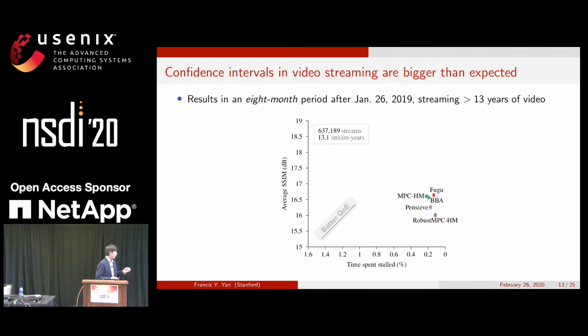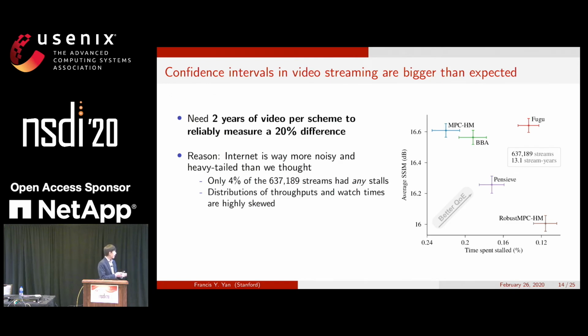After running it for 8 months, we ended up streaming more than 13 years of video to almost 55,000 user IPs. And finally, let's zoom in on this figure. We could narrow the confidence intervals down to 20% of the mean value. But remember, this is only possible after streaming at least 2 years of video per scheme.